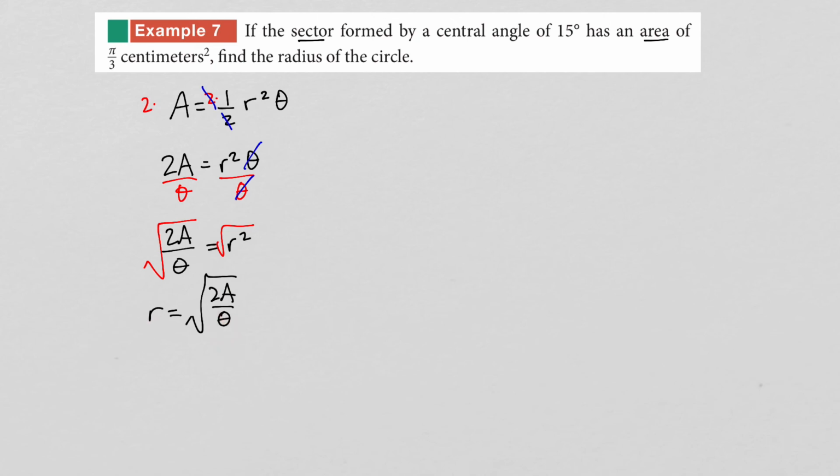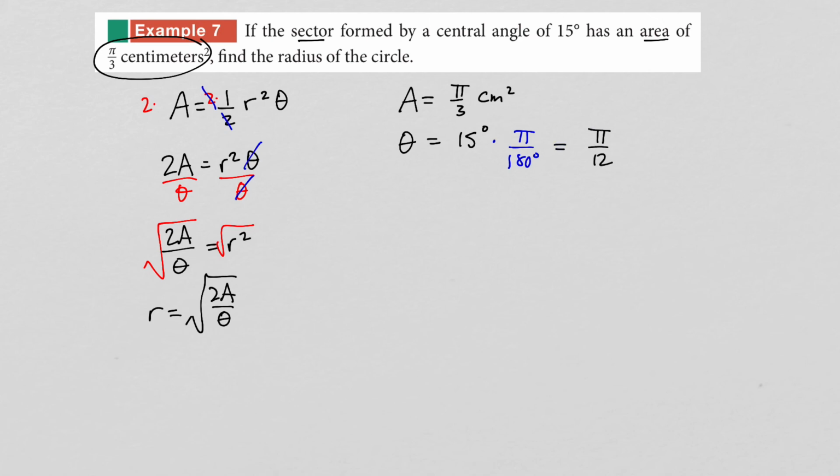So now let's plug in the information that they told us. So they told us the area of the sector was pi over 3 square centimeters, and they told us that our angle was 15 degrees. But once again, you have to remember that we cannot use angles in degrees. It has to be in radians. So we have to multiply this by pi over 180 to get this in radians. 15 goes into 180 12 times. So theta is pi over 12 if you want to put it in radians. And we have to put it in radians.